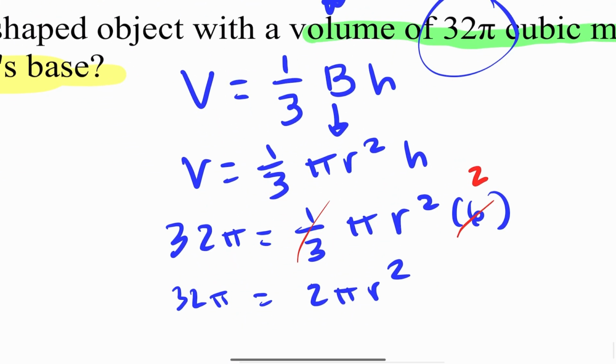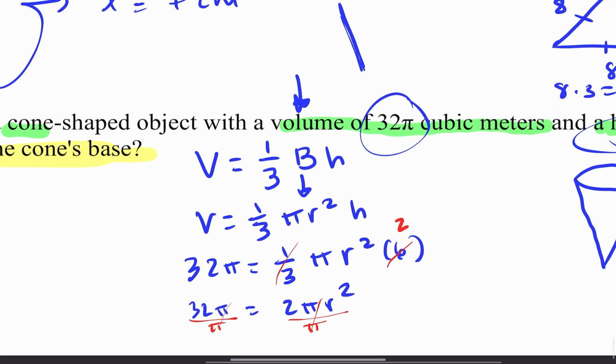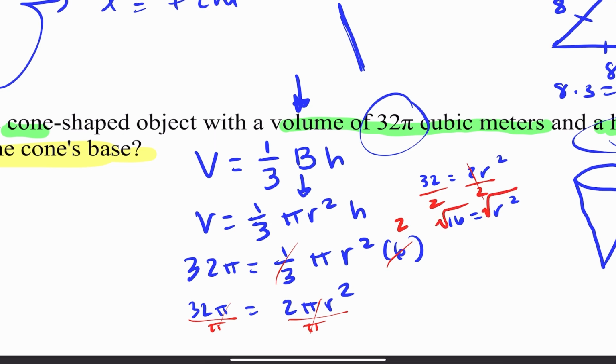Looking at my work here, I have 32 pi equals 2 pi r squared. I think we can all agree that the pi's will cancel. So I have 32 equals 2r squared, and then I want to get r squared by itself, so let's divide both sides by 2 here. I have 16 equals r squared, and then this is where you take the square root on both sides, so that is 4 equals r.